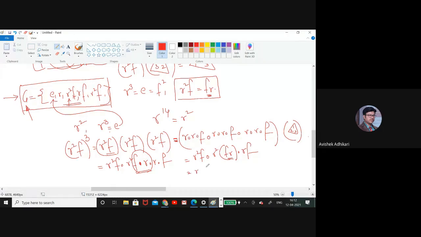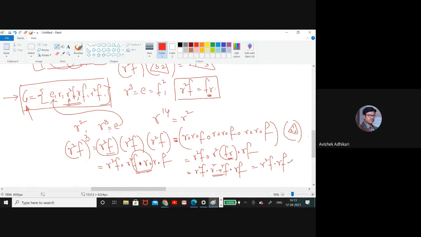So this is R square F composition R square. This is R square F composition RF, right? So it will be R to the power 4. That means ultimately it becomes RF. So R square F composition R to the power 4 F. R to the power 4 means R, because R cube equal to 1.